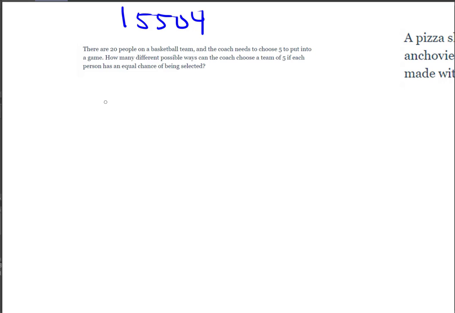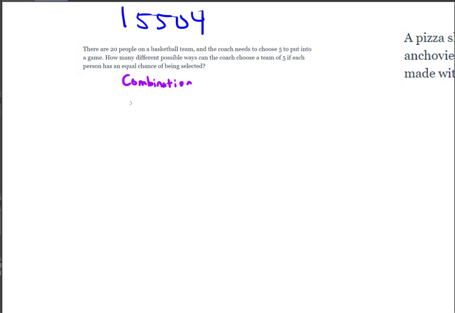They're just saying, hey, we're just making a team, right? We're just making a team of 5 people. We're not thinking about the positions at all. We're just saying, choose 5 people to go in, right? Put 5 people in. So what we're going to do, once again, this order does not matter. So if it does not matter, then this is what's going to be called a combination, which is super cool.